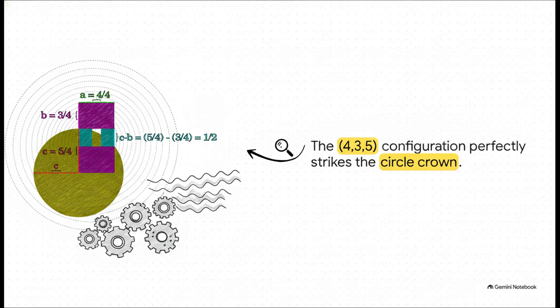Now recall our engine formula. The capping block height is C minus B. So 5 over 4 minus 3 over 4 gives us 2 over 4, which simplifies to a height of 1 over 2. When you stack the rise b, which is 3 over 4, and the capping block, which is 2 over 4, you get a total exact height of 5 over 4. The coordinate column perfectly strikes the crown of the circle at radius c.